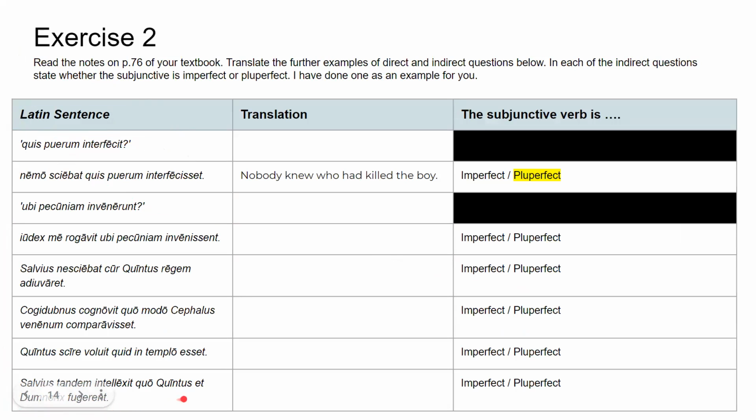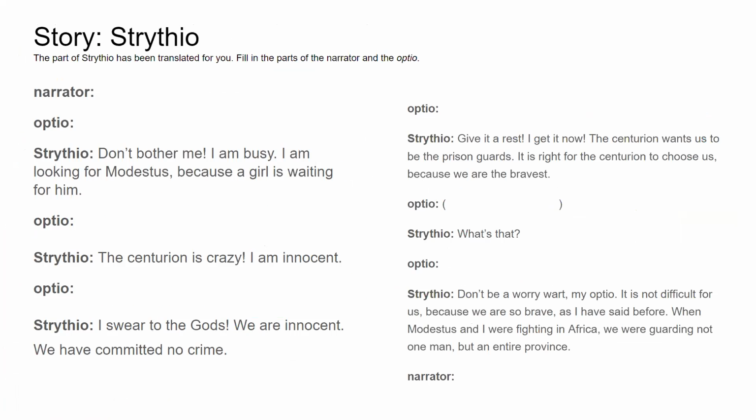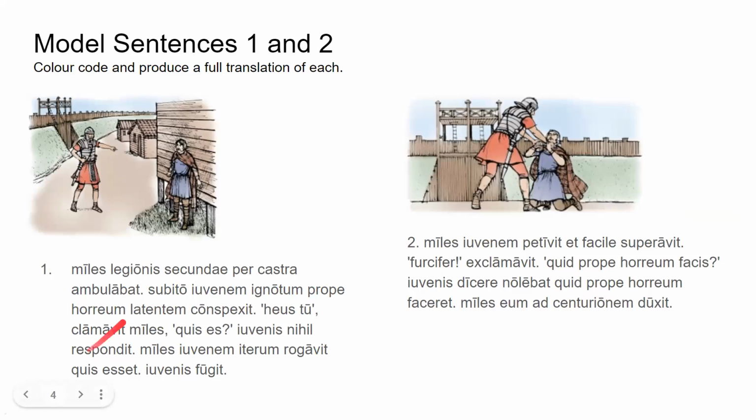There's also the other part of grammar that we are sort of reviewing, which is generally the formation and usage of the pluperfect and imperfect subjunctive, but don't worry about that right now. So let's jump back all the way to these model sentences.